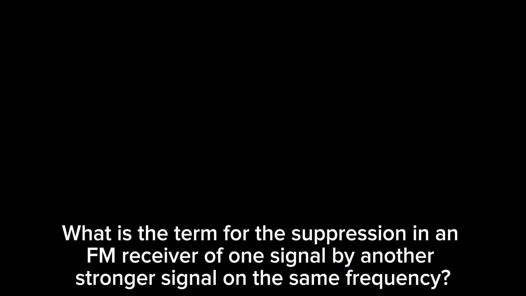What is the term for the suppression in an FM receiver of one signal by another stronger signal on the same frequency? C. Capture effect. What is the noise figure of a receiver? D. The ratio in dB of the noise generated by the receiver to the theoretical minimum noise.